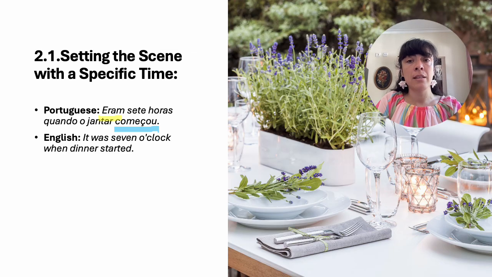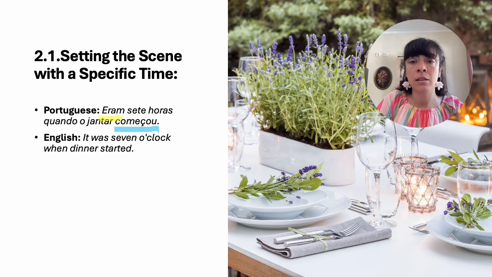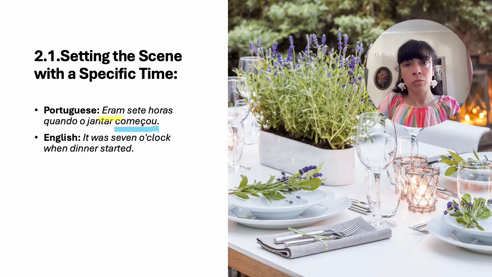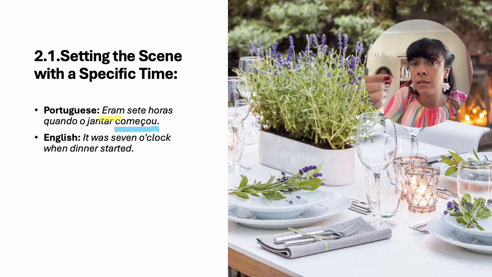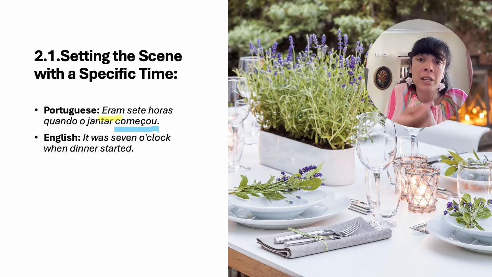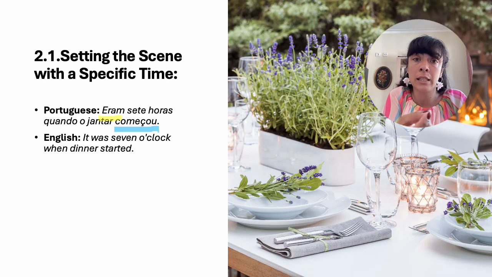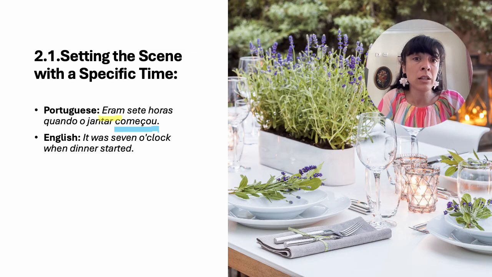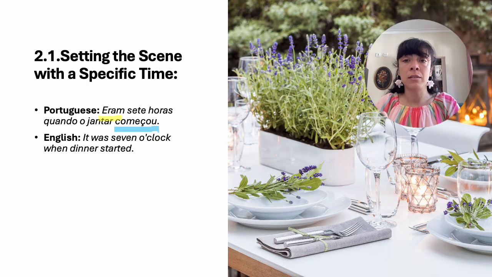Let's now analyze the verb written in the PPS, começou. So, começou, started. This verb is written in the pretérito perfeito simples because it describes a specific action that started and finished, or that happened at a definite moment in that past. So the dinner started at 7 o'clock. This is a single completed event.